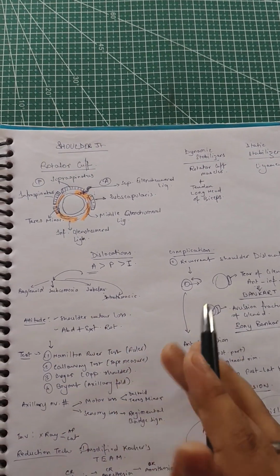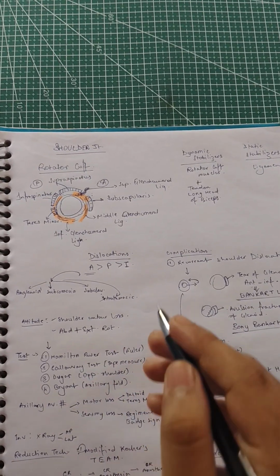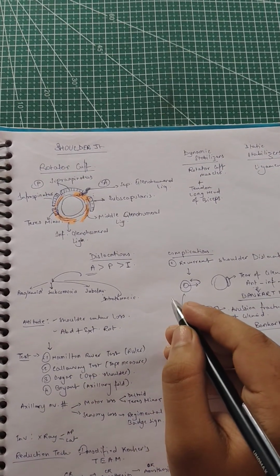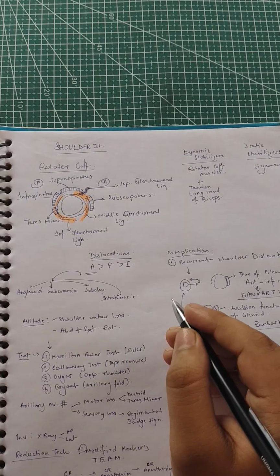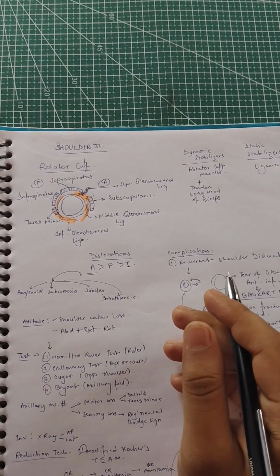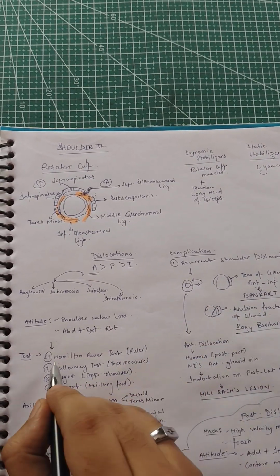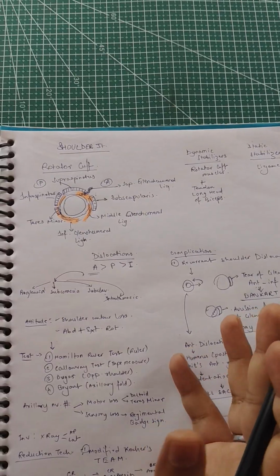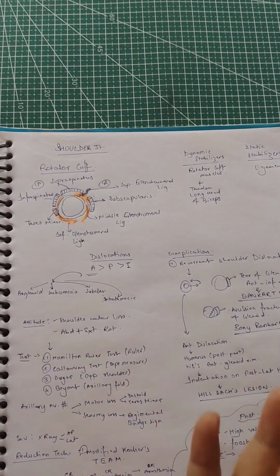So the tests that we can do to confirm that it's an anterior dislocation, obviously, first is the Hamilton ruler test. What you do is simply put the ruler against the lateral epicondyle, and you will see that it touches the acromion process. If that is the case, then you know for a fact that there is no anterior dislocation, because if the humeral head is not in its place, the ruler will not touch the acromion process.